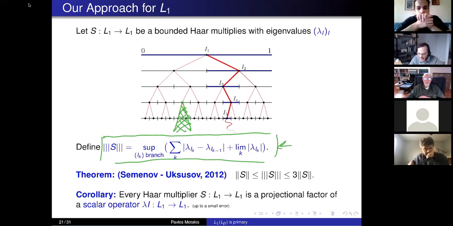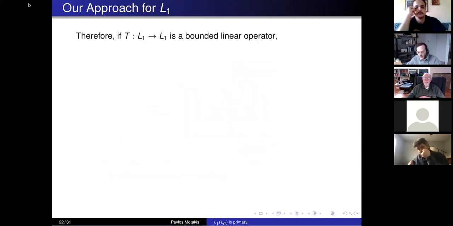So by this argument, I can see that my operator, in this copy of L1, if you look inside the subtree, it defines a copy of capital L1, which is complemented. So this tells you that the scalar operator is a projectional factor. I mean, your S is a projectional factor of a scalar operator. So then, using this, one can deduce that L1 is primary.